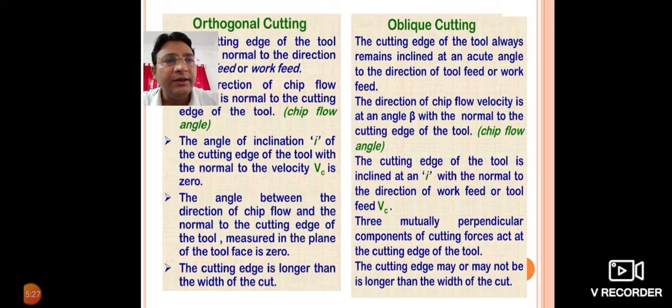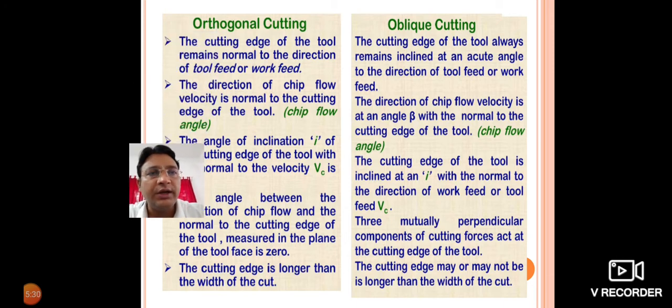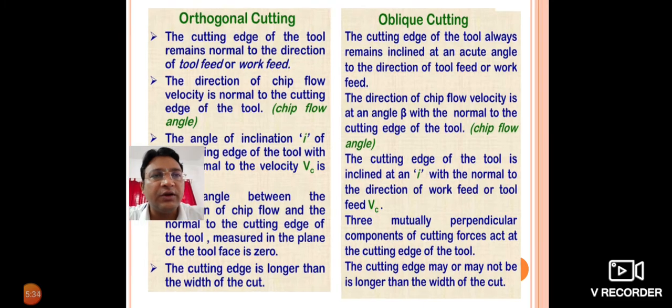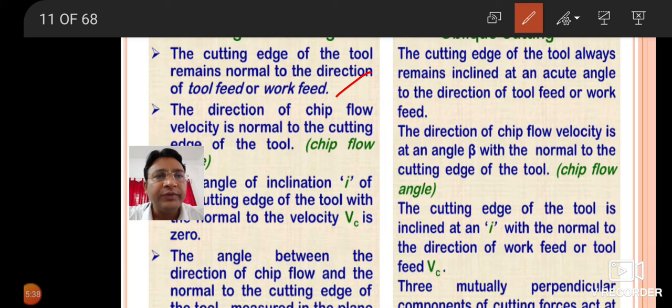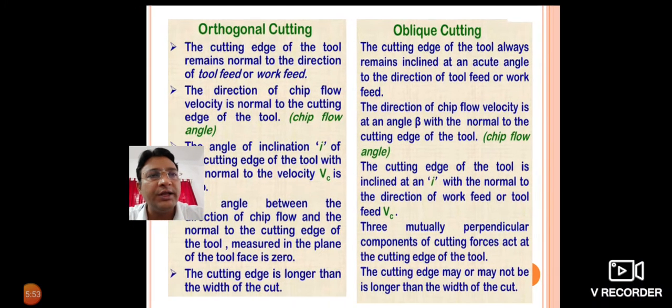Now we will see the difference between them. What is orthogonal cutting and what is oblique cutting? In orthogonal cutting, the very first difference is that the cutting edge of the tool remains normal to the direction of the tool feed or work feed. In oblique cutting, we have already seen that the cutting edge of the tool is always inclined at an acute angle to the direction of tool feed or work feed. That is the very first difference which we can already see here.